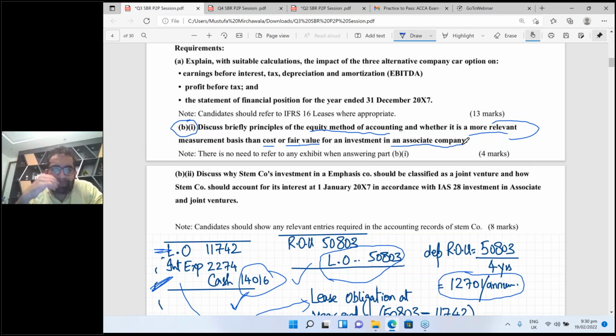Okay, see the exam, there is no need to refer to any exhibit when answering this. See this note. There is no need to refer to any exhibit when answering part B of this note. Okay, let me show you.